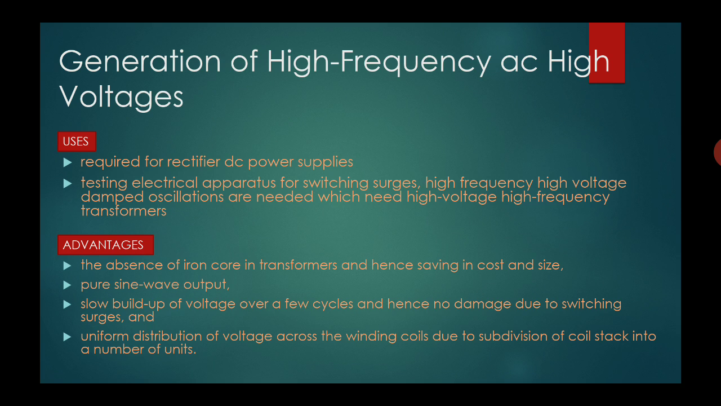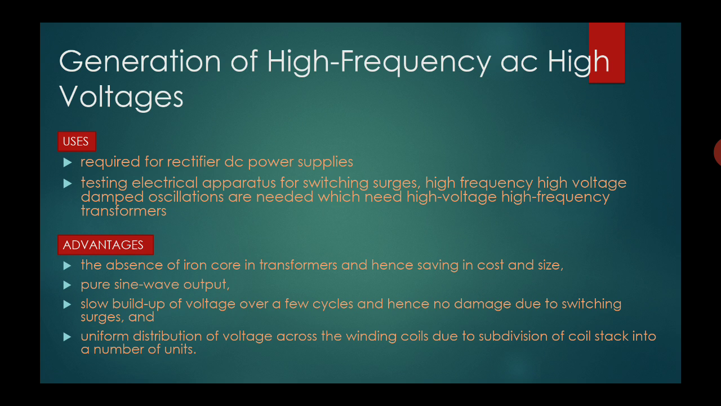Now in this high alternating voltages, one topic is generation of high frequency AC voltages. We have talked previously about the generation of high voltages in our normal frequency. Now we are talking about the high frequency. Before that we need to understand why we require the generation of high frequency.